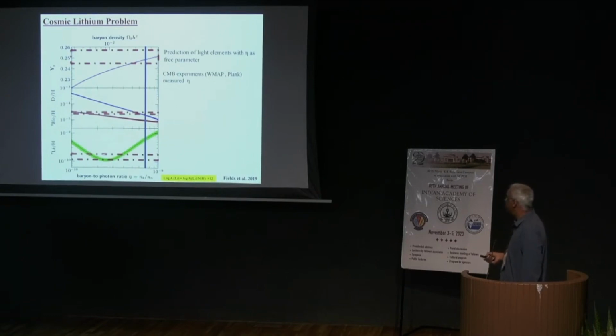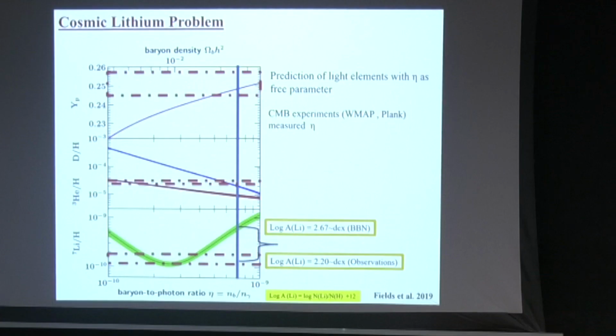On the other hand, there is an issue with 7Li and the BBN predictions. That's called the cosmic lithium problem, which I'm not going to talk about too much. You can see a factor of 4 difference, which is quite significant. That is still a problem.